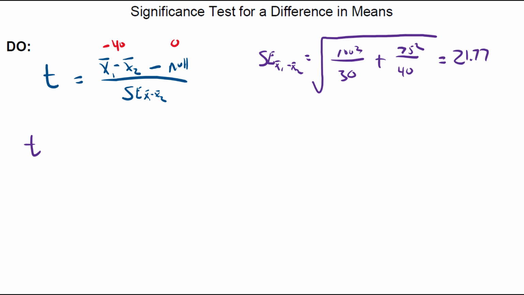So with this, now we can find our t-score value right here. So we find that. So again, we got this is 21.77. So now if we were to write this out with our t-score, it's equal to negative 40 minus 0 all over 21.77. And we should get negative 1.84.